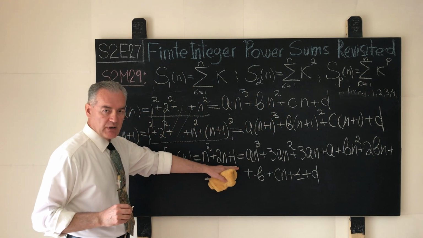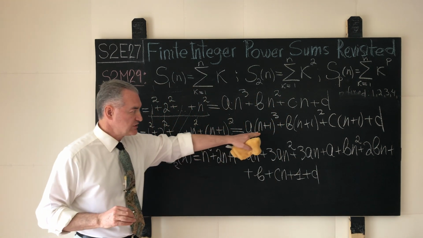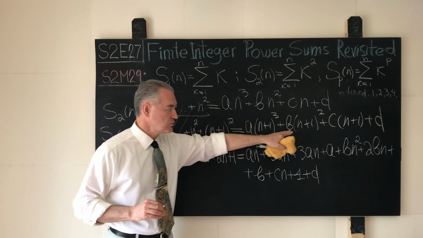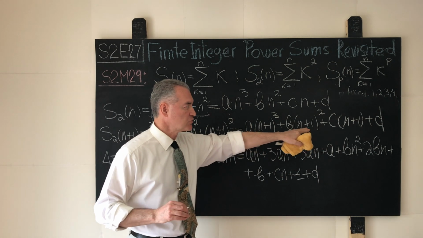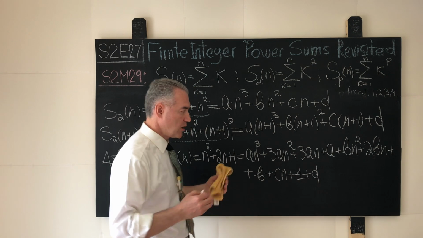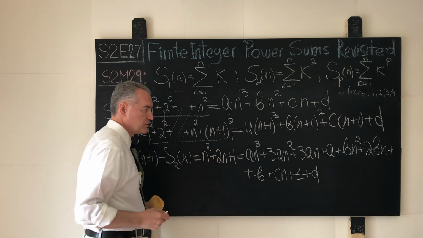This should be understood by everyone. There are no secrets over here. We simply took the binomial expansion of n plus 1 to the third power. We took the binomial expansion of n plus 1 to the first power. This requires zero algorithmic or computational effort. We wrote down all these symbols.